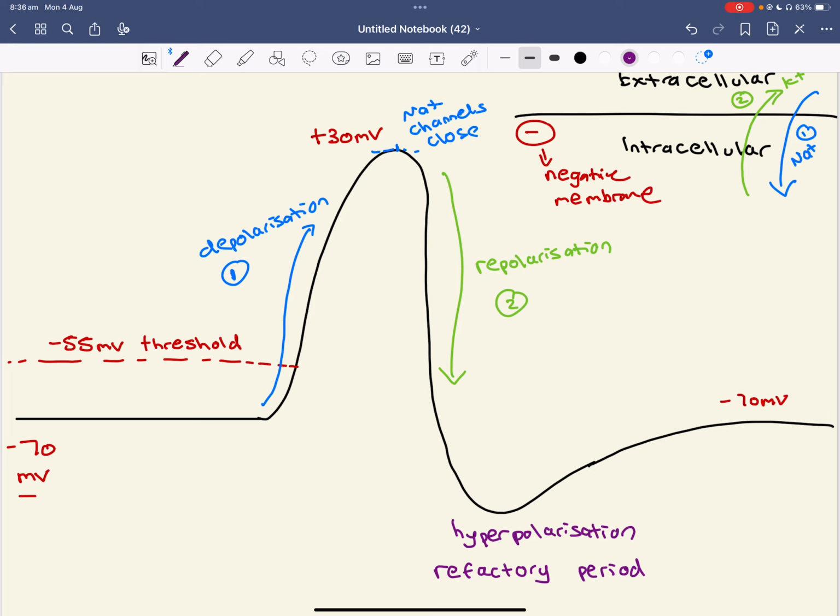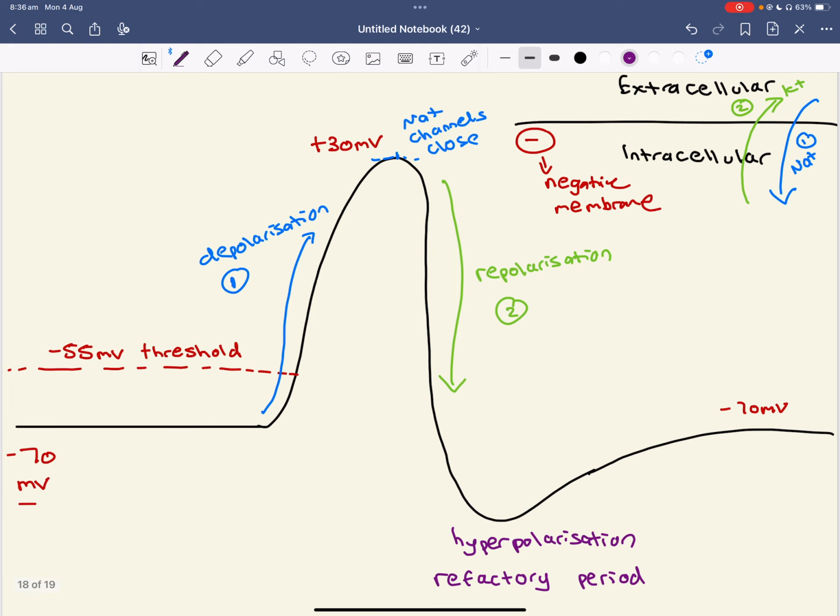Why? Remember, what starts the action potential? The sodium channels. At this point, sodium channels are closed, so another action potential cannot be stimulated. That's why it's called the refractory period. But this is hyperpolarization.